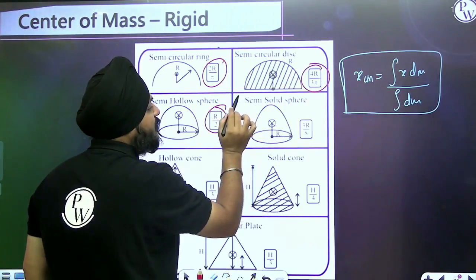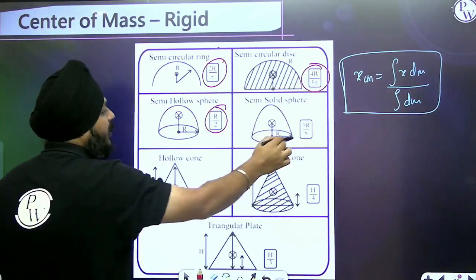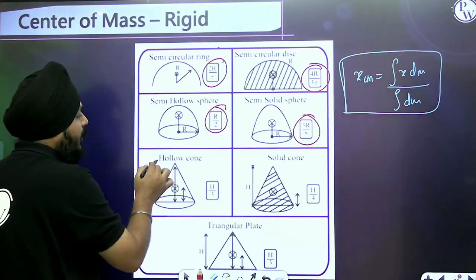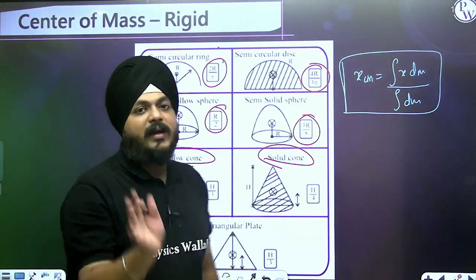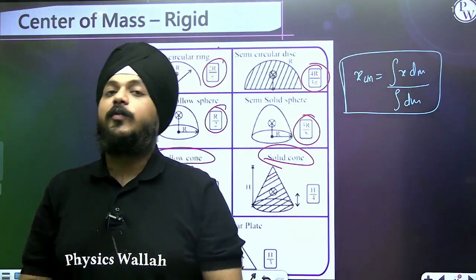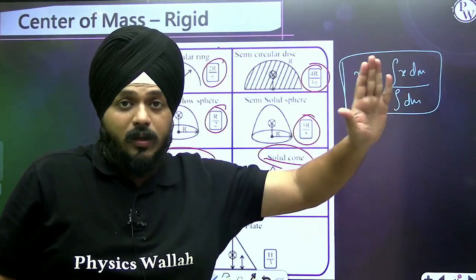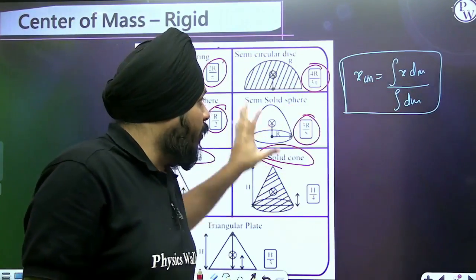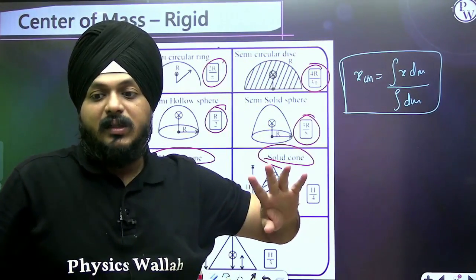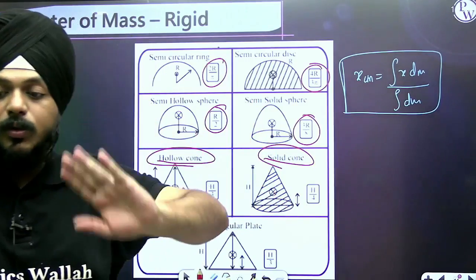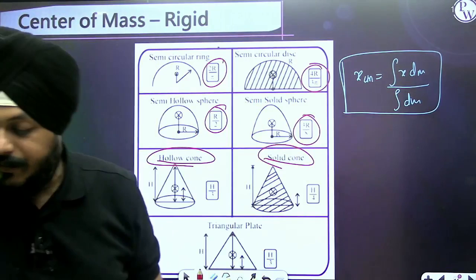Center of mass for the solid hemisphere also has a derivation to reach this result using this formula. For the hollow cone, for the solid cone, for everything there is a derivation. But from the JEE point of view and NEET point of view, the derivations are not going to come. So I'm going to show you 1 or 2 examples of how to derive these results from this formula.